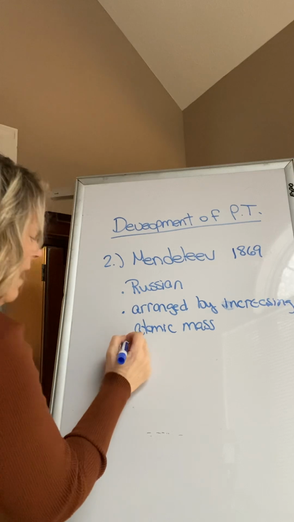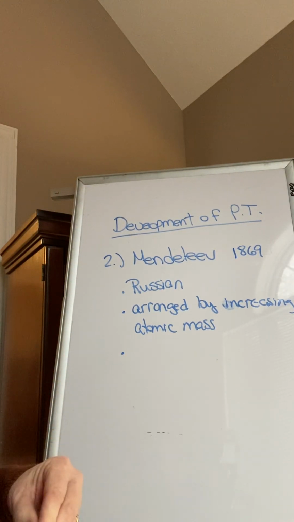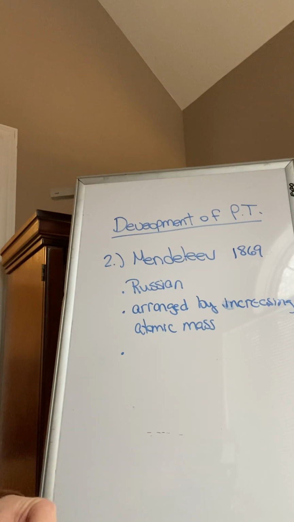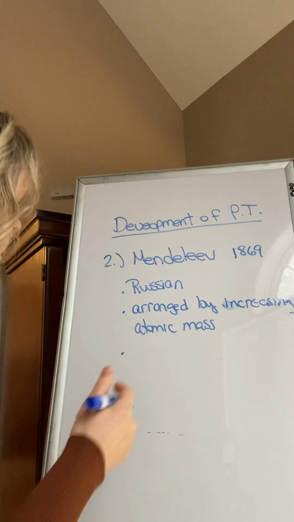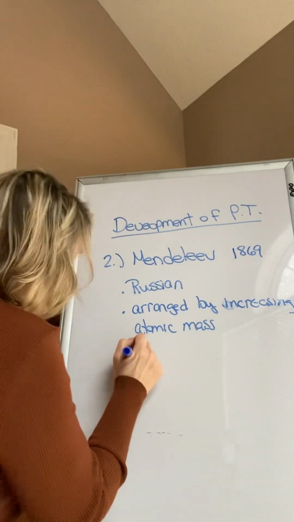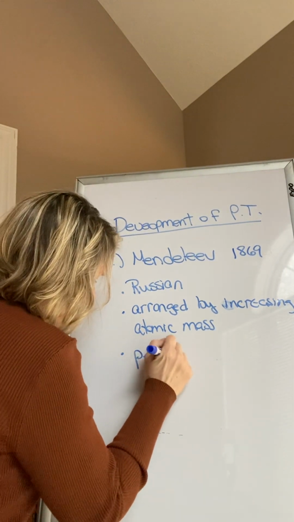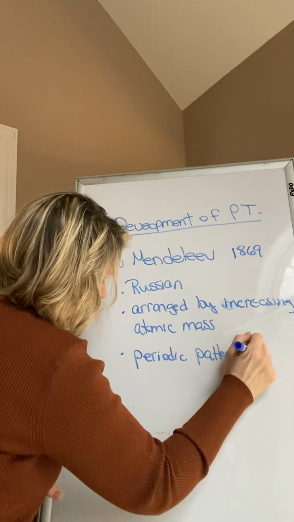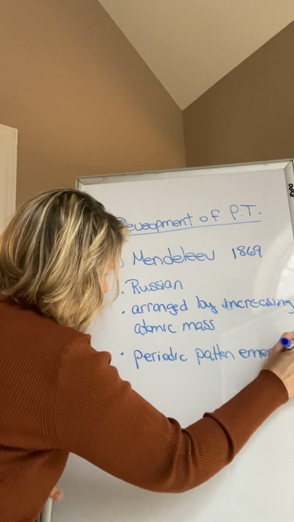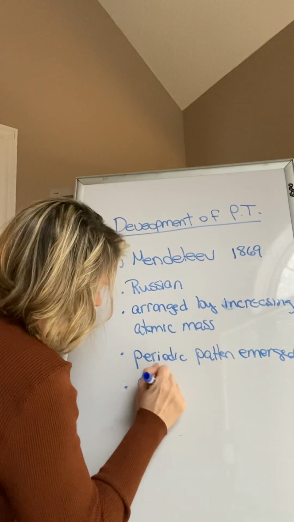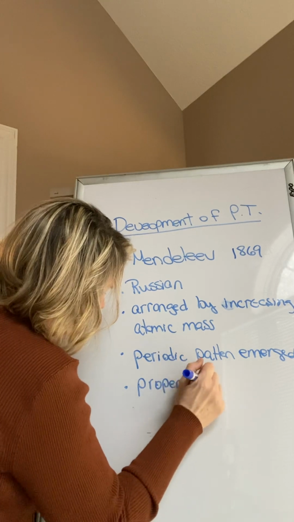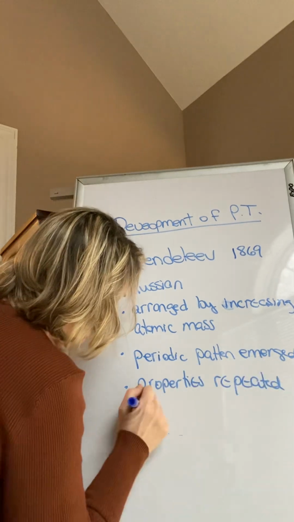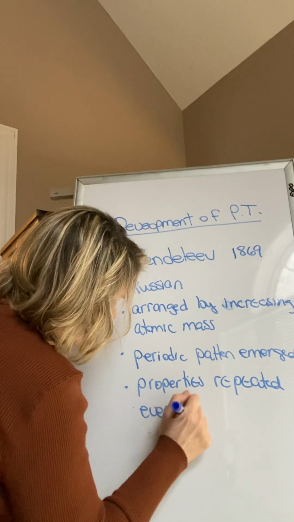And what happened was he got this pattern that emerged, and it was periodic. After every 7 elements, he found that properties repeated. So a periodic pattern emerged. Properties repeated every 7 elements.